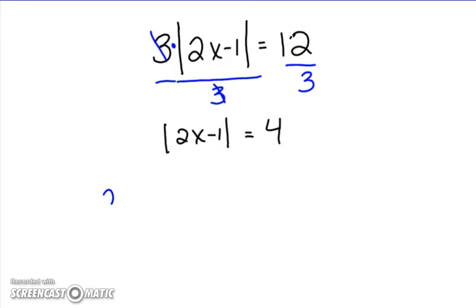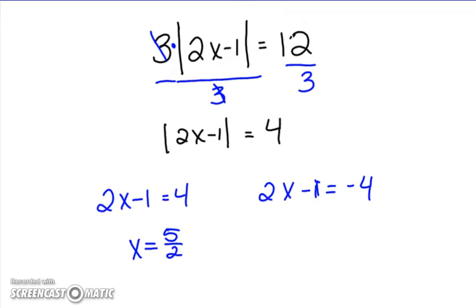So I've got the expression inside of the absolute value can either equal positive 4, or the expression inside can equal -4. And then I just solve both equations. So add 1 and divide by 2. I get 5 divided by 2, or 2.5. Other one, if I add 1, I get -3 divided by 2, or -1.5. So those are my 2 answers there.